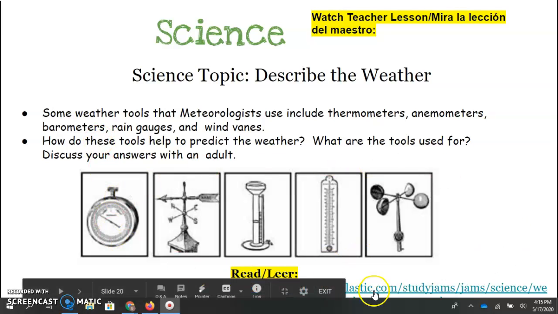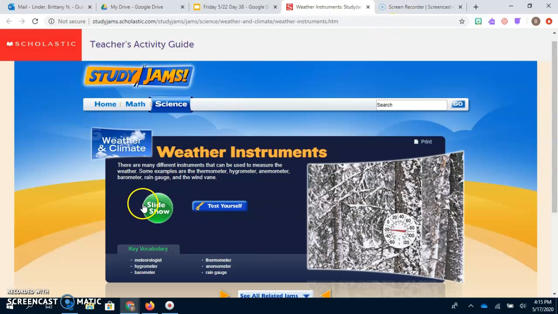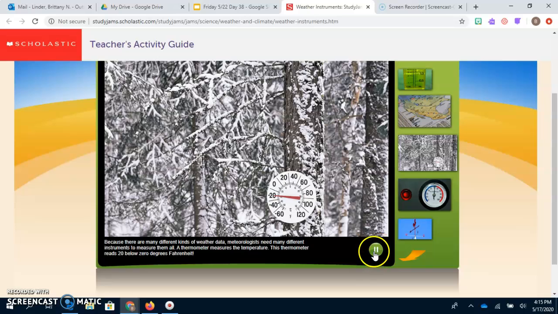So here's these tools. We're going to click on this link and then go into the Study Jams and read more about these tools. So we're going to click on the slideshow. If you want to take your time reading, here's a little pause button. Because there are many different kinds of weather data, meteorologists need many different instruments to measure them all.